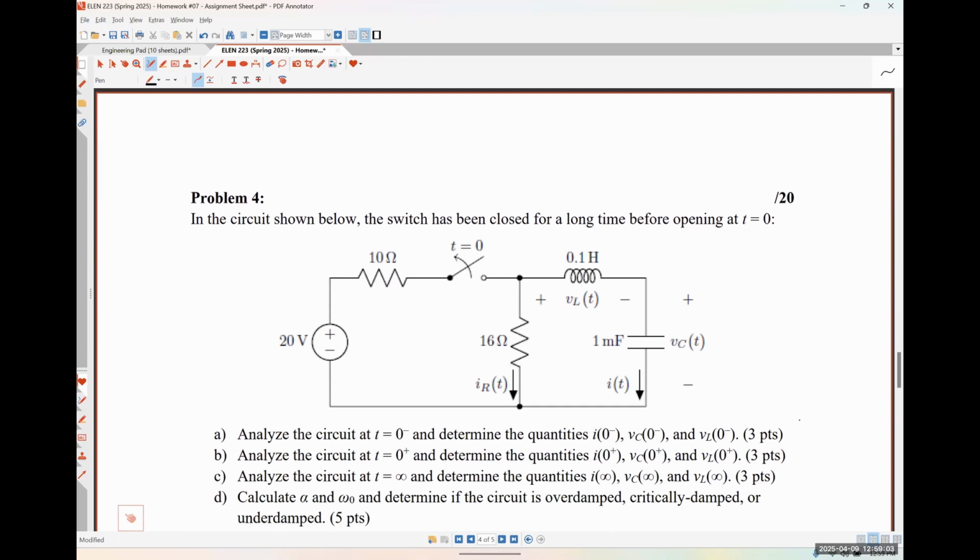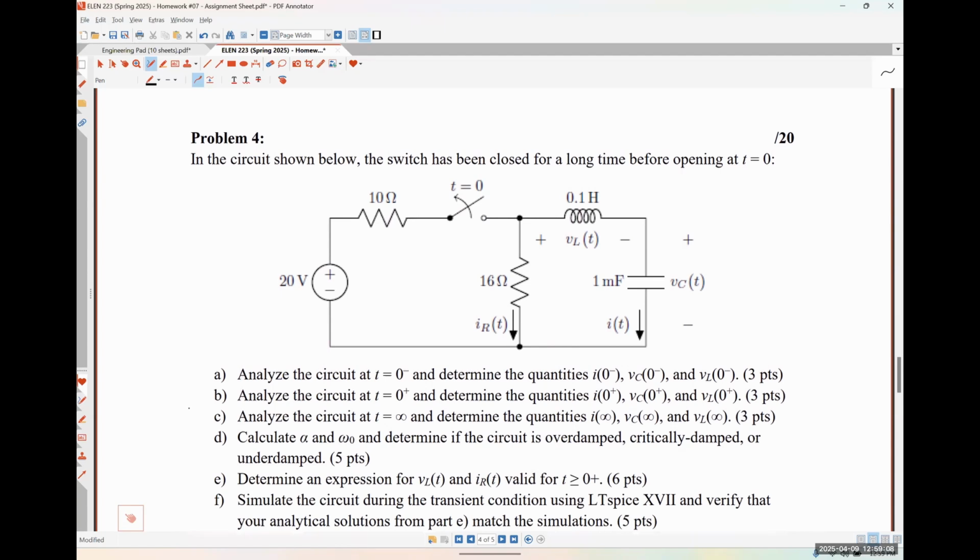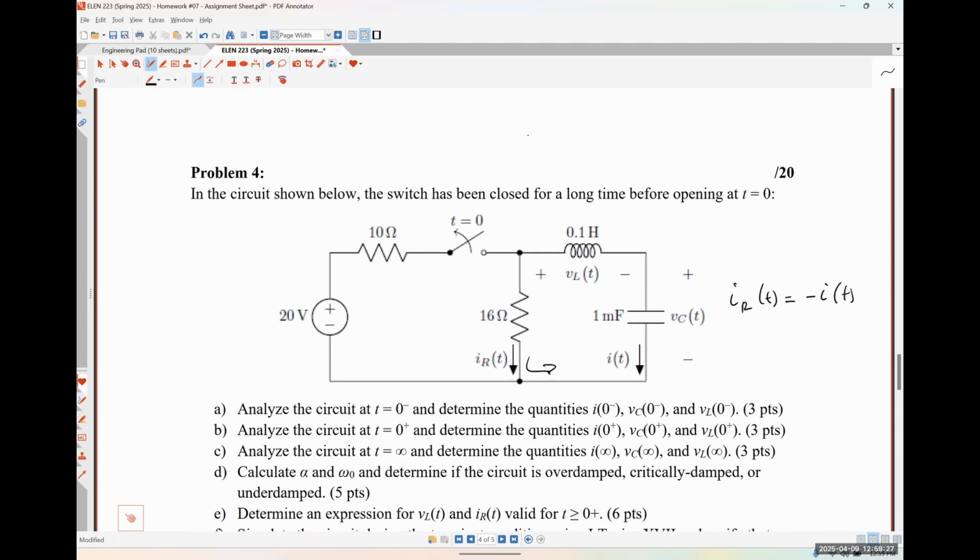In problem 4, we're solving for VL and IR. So during the transient condition, I can see that IR is flowing this way. So essentially IR is just negative I of t. So my first equation would be IL, because that is what I of t actually is. And my second equation would be VL of t. That way I get everything that I need pretty easily.